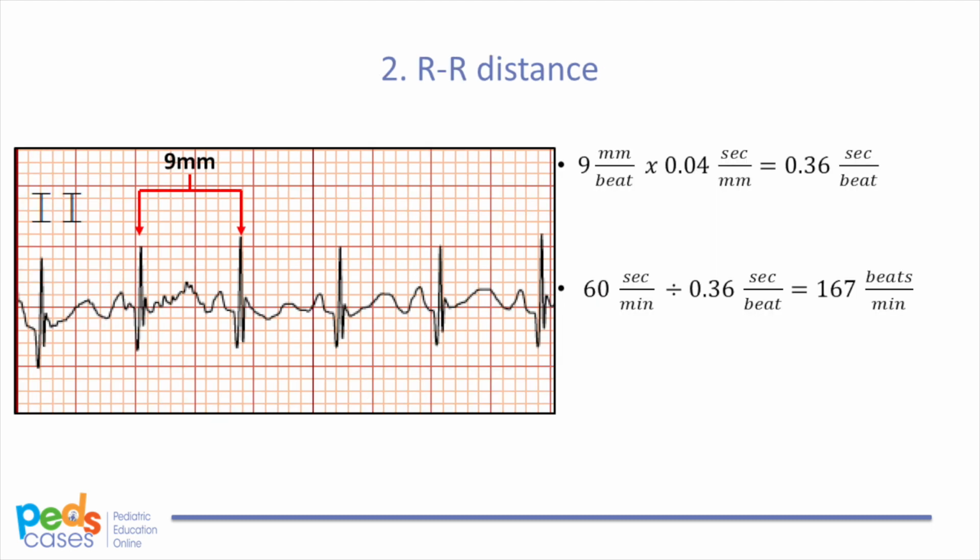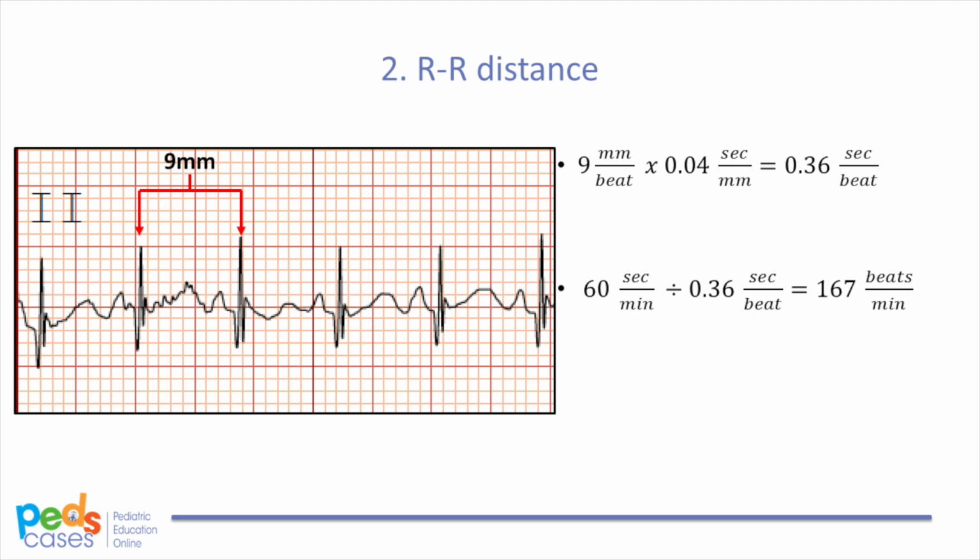A more accurate way to calculate the rate is the R to R distance method. In this method, we divide 60 seconds by the measured R to R distance in seconds. We know that 1 millimeter is equal to 0.04 seconds. Therefore, the measured R to R wave distance in millimeters is multiplied by 0.04 to give the R to R time in seconds. Dividing 60 by this time equals the heart rate.